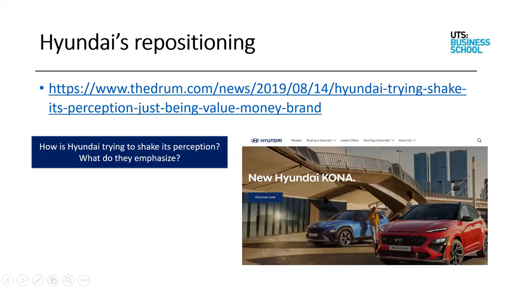So here's an example of Hyundai, how they repositioned their brand in the European market. So take a look at this article. It's a very interesting article. I will just give you the basis of the story. Essentially, Hyundai is well known as a value for money brand. But when they entered the European market, the brand was doing very well. And in fact, there was a time when the other competitors' sales were low, but Hyundai continued to perform.